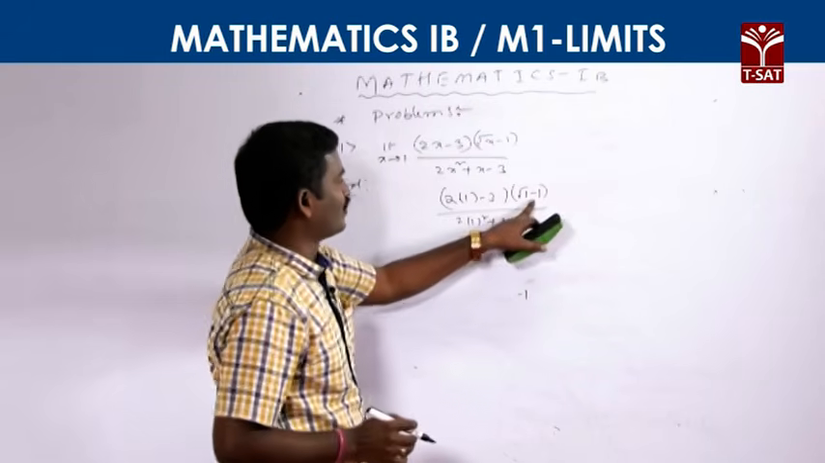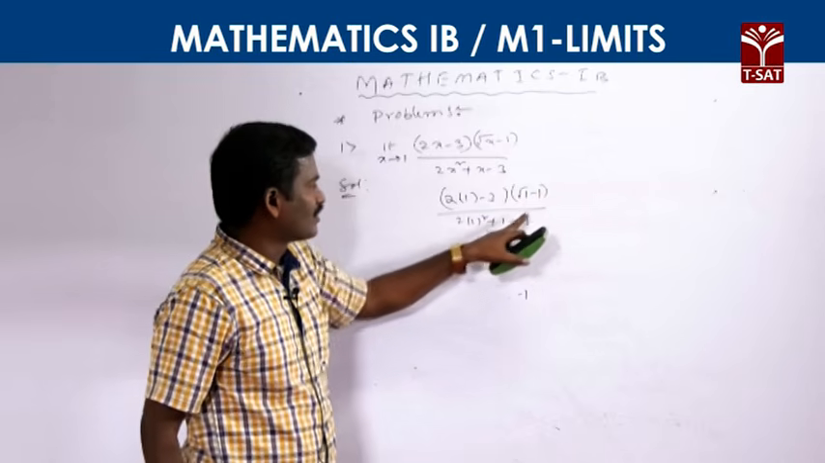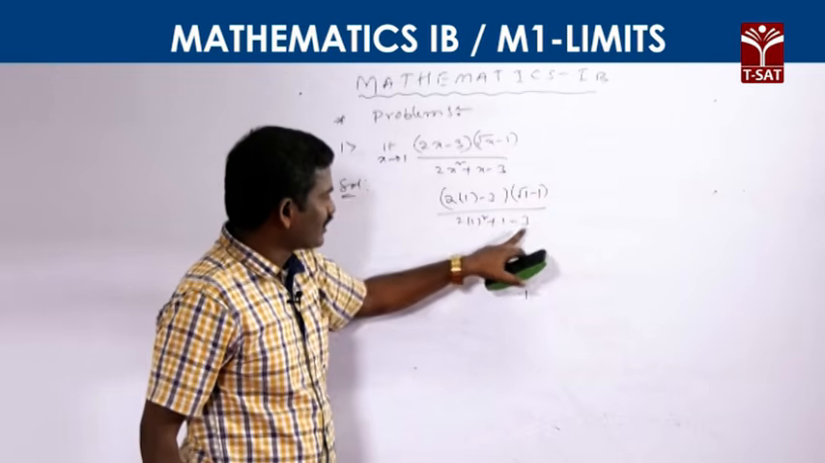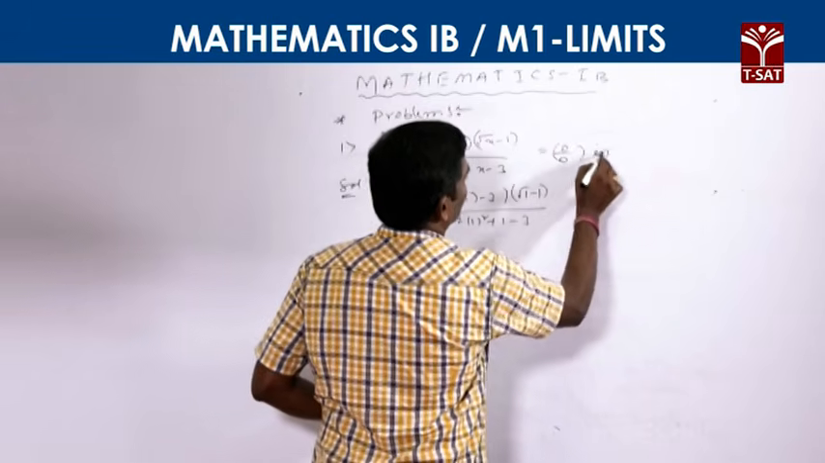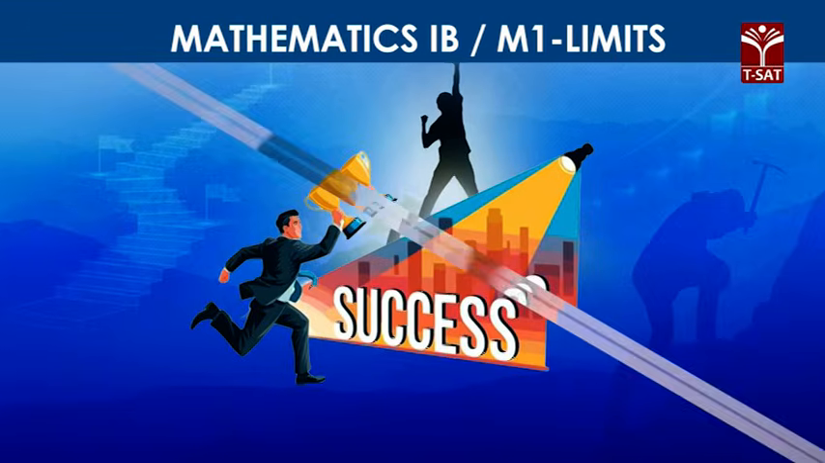So here, in the numerator, 1 minus 1 is 0. Here, 2 plus 1 is 3, 3 minus 3 is 0. So it is 0 by 0 form. So this is 0 by 0 form, an indeterminate form. So we can apply L'Hospital rule.